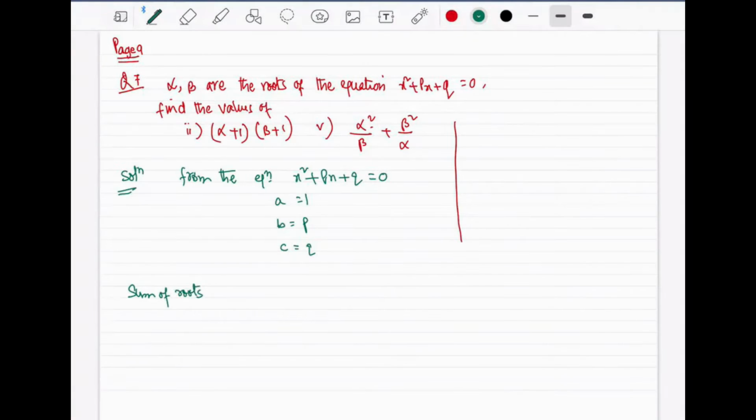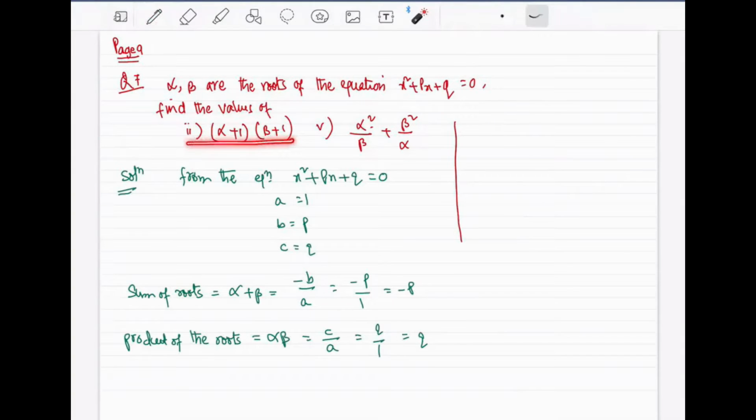What is the sum of roots now? The sum of roots is represented by alpha plus beta, since alpha and beta are the roots as given by the equation. This will be minus b by a. Put in the values: minus b is p, a is 1, so we get minus p. What about the product of the roots? The product of the roots will be alpha into beta, alpha beta. This is c by a. Put in the values, so we get q by 1. This is q. Very easy, right?